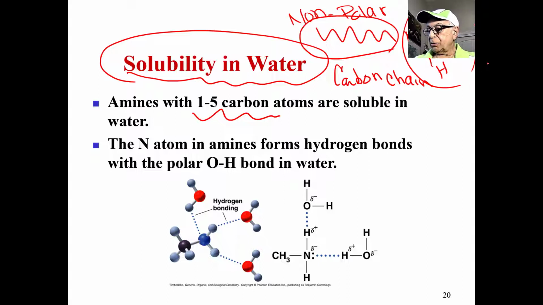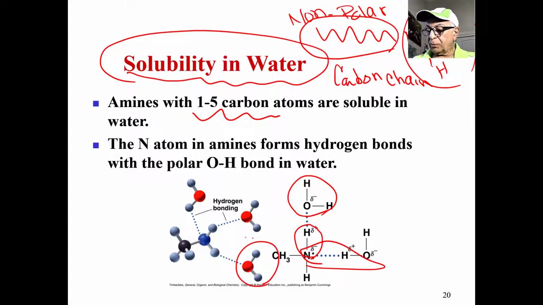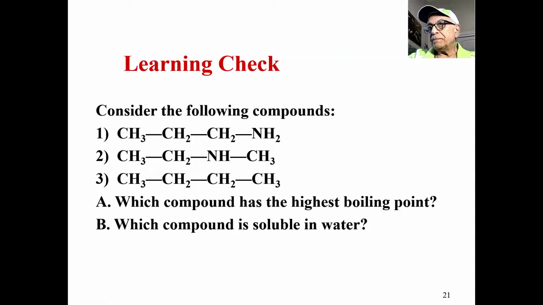Again, this is showing the reason for solubility. See, an H of an amine is able to make hydrogen bonding with water. Same thing here. So these are two water molecules which are making hydrogen bonding with the hydrogen sitting on nitrogen. So hydrogen bonding helps the solubility of amines in water.